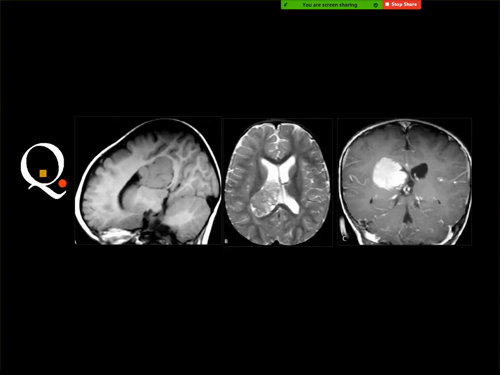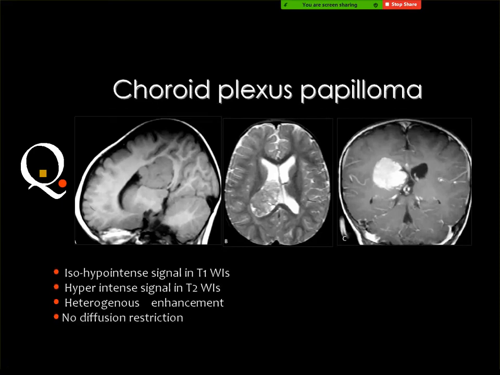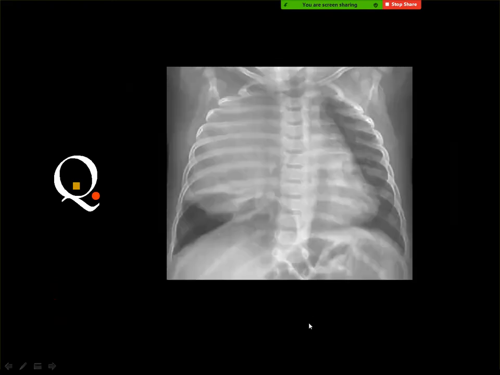Papilloma, choroid plexus papilloma. Choroid plexus papilloma, an intraventricular cauliflower lesion strongly enhancing with lobulated border in a child is diagnostic of choroid plexus papilloma. Doctor, in both frontal and occipital horns, it is the same patient?